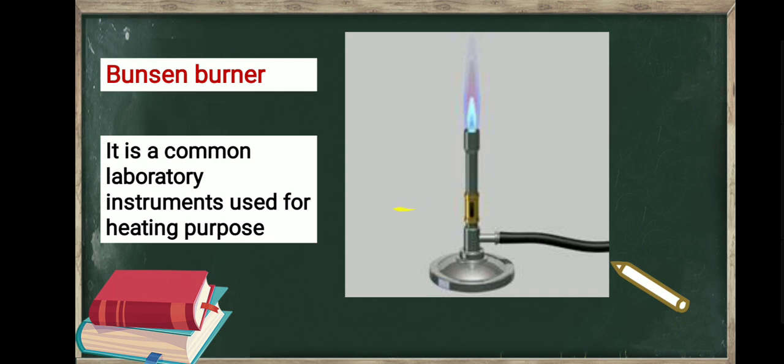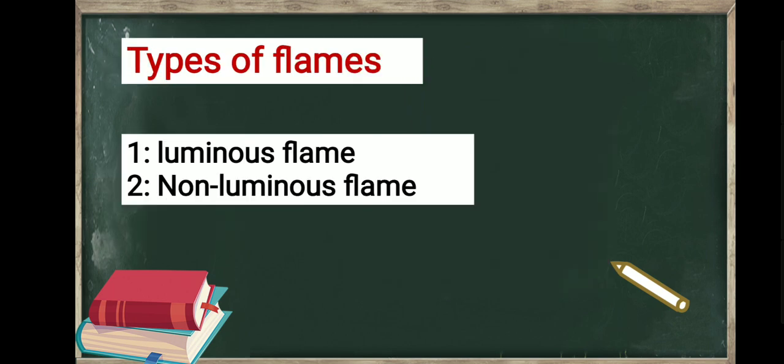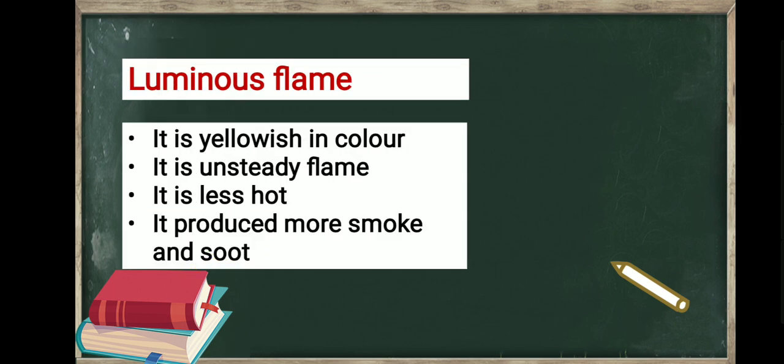The next one is the type of flame over the Bunsen burner. There are two types of flames, luminous flame and non-luminous flame. Luminous flame is yellowish in color and is an unsteady flame. It is less hot and it produces more smoke and soot. Luminous flame means it is unsteady, it is irregular, and it will provide you less heat, and it produces more smoke and more soot.